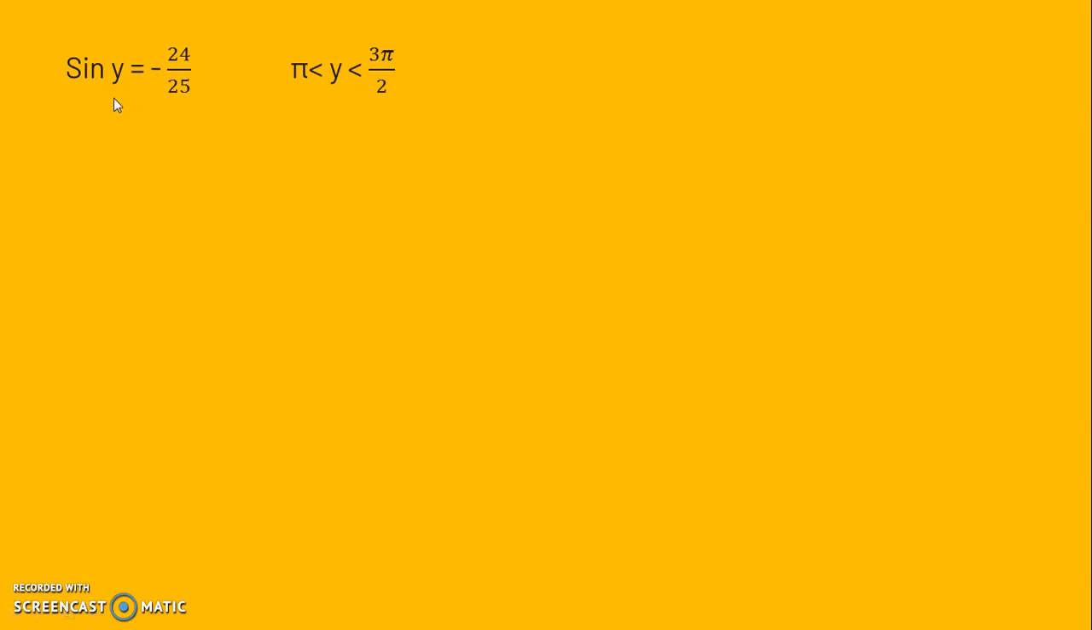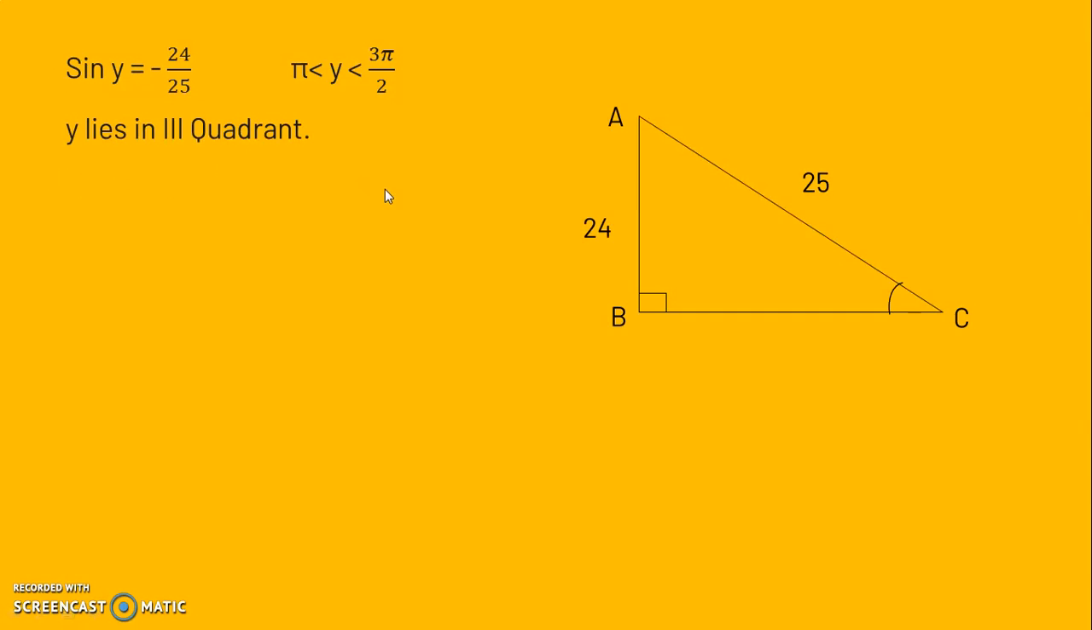That is, sine y is minus 24 by 25, where y lies between pi and 3 pi by 2. Here also y lies between pi and 3 pi by 2, that is, y lies in which quadrant? Third quadrant. Okay. So sine y and cos y are going to get negative signs here. Okay. So y lies in the third quadrant. So consider a triangle ABC again. Here sine y is given, that is opposite by hypotenuse is given. That is, the opposite side is 24 and the hypotenuse is 25.